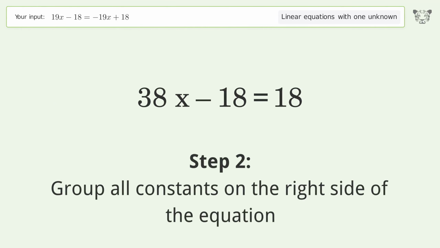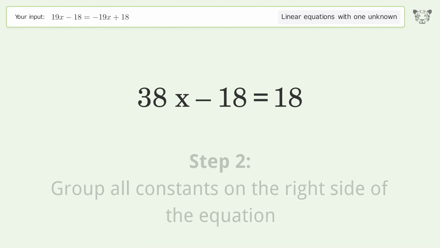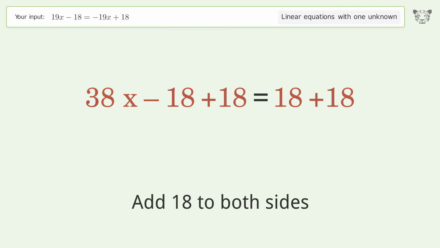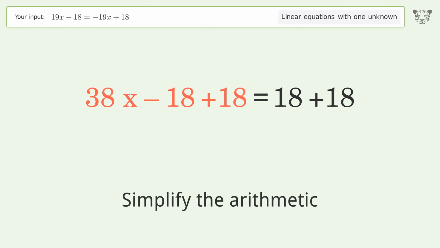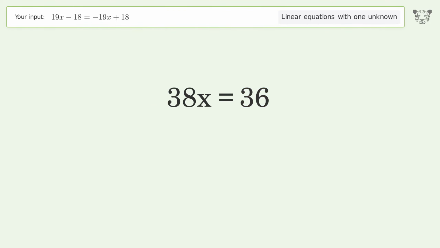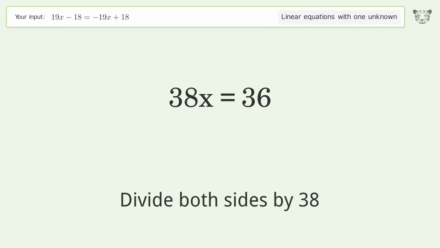Group all constants on the right side of the equation. Add 18 to both sides. Simplify the arithmetic. Isolate the x. Divide both sides by 38.